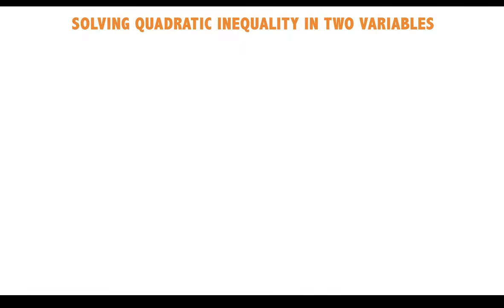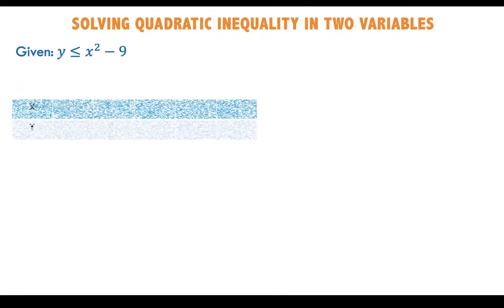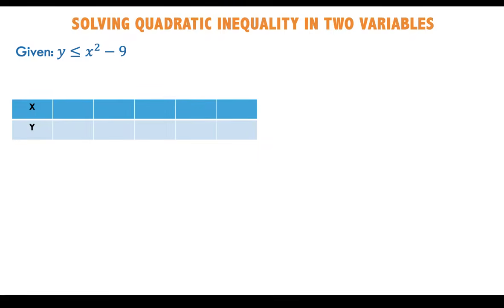Solving quadratic inequality in two variables, given y is less than or equal to x squared minus 9. First, we're going to set up a table of values for x and y. Then we will assign any values for x. So in here, I assigned x is equal to -2, -1, 0, 1, and 2. Then, we're going to find the corresponding values of y. We're going to call this method 1 because I'll be introducing another method later.